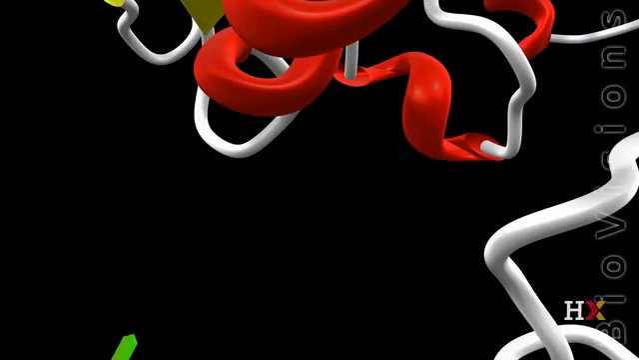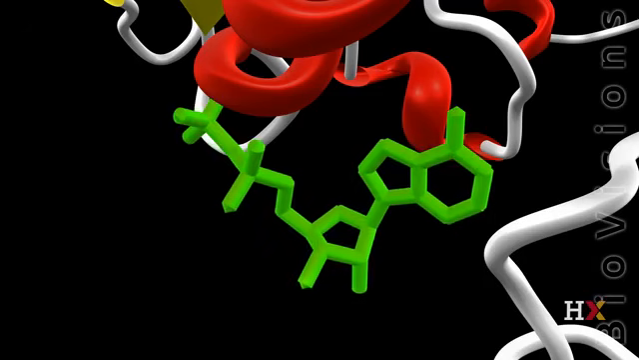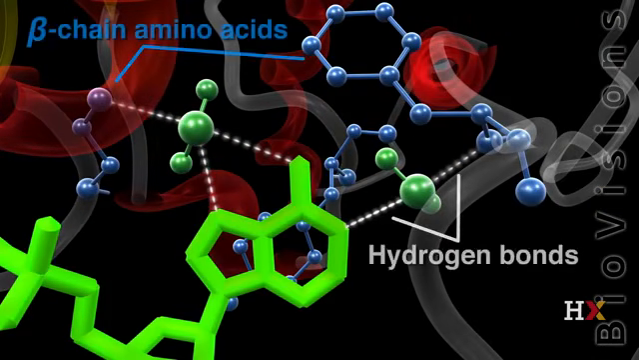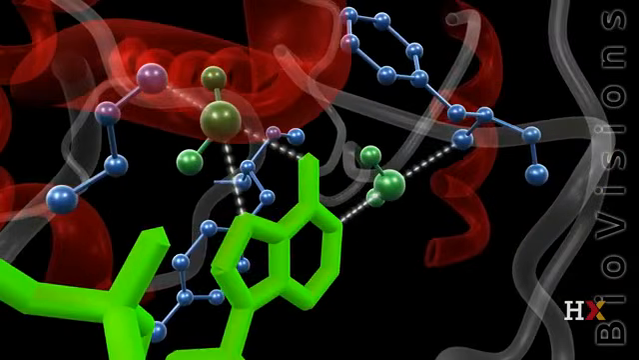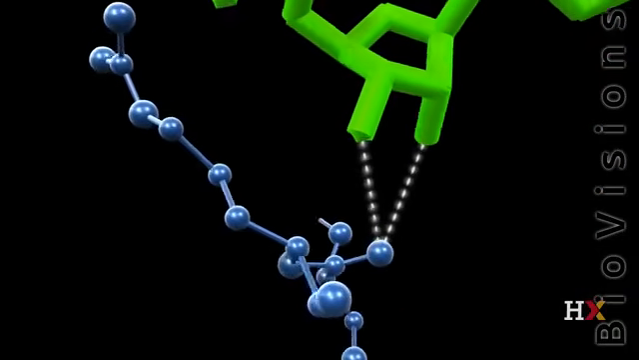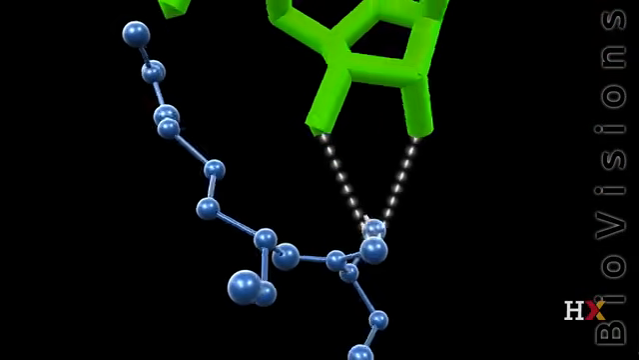If we zoom into the active site, we can see the molecular structure of the substrates and the chemical reaction. Here is ADP with its two phosphates. They are all held in place by a network of hydrogen bonds mediated by the amino acids in the folded structure of the beta subunit. Hydrogen bonds stabilize the base and the sugar, but really primarily the base.